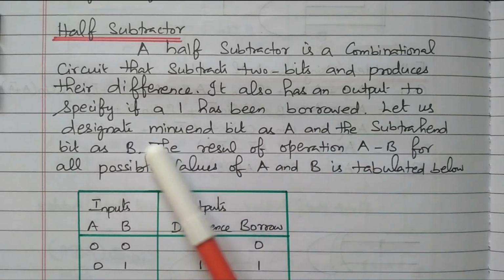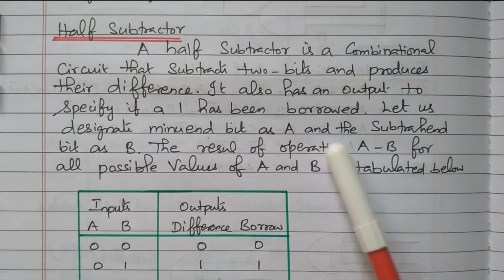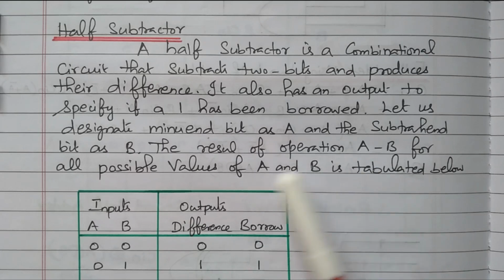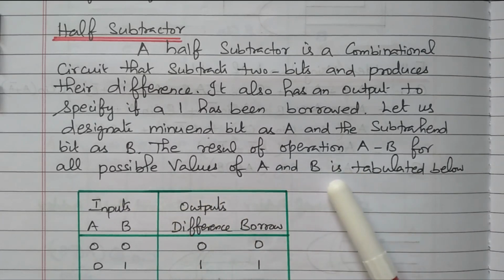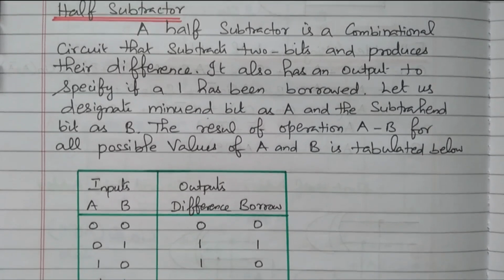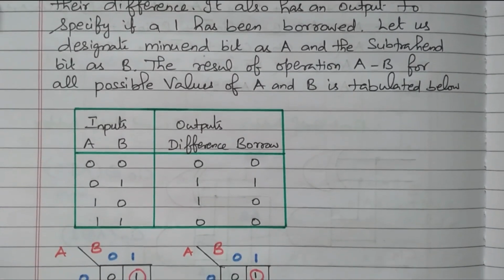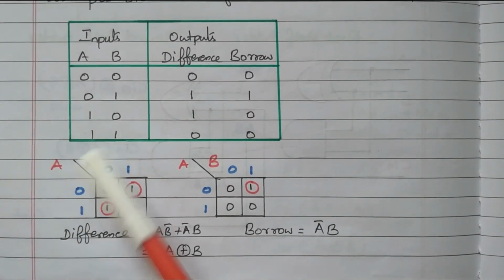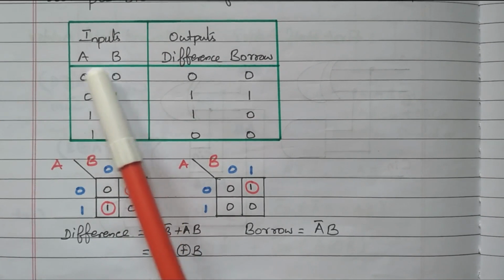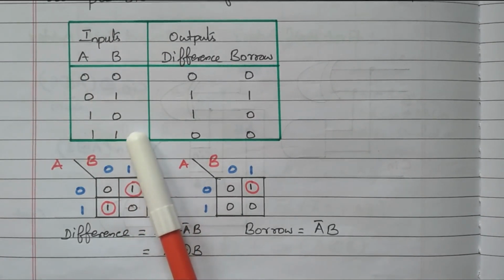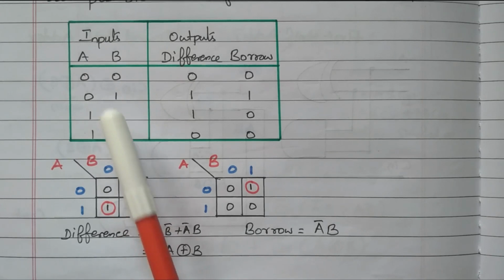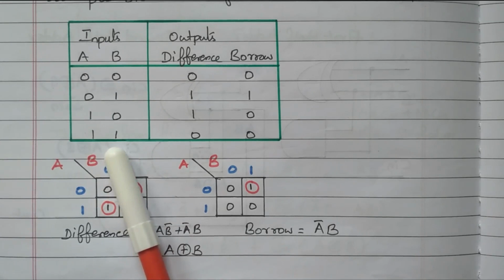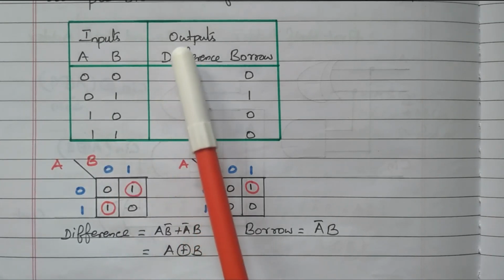Let us designate the minuend bit as A and the subtrahend bit as B. The result of the operation A minus B for all possible values is tabulated below. So we will see the truth table of the half subtractor. There are 2 inputs, A and B. Because of 2 inputs, there are 4 possibilities: 00, 01, 10, 11. We already discussed how to perform these 4 operations.